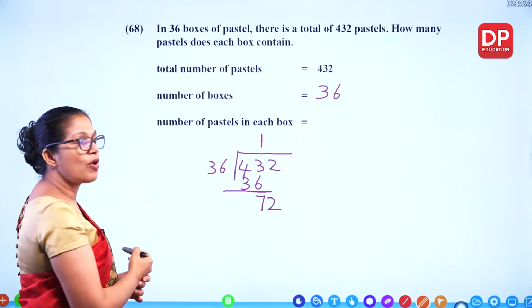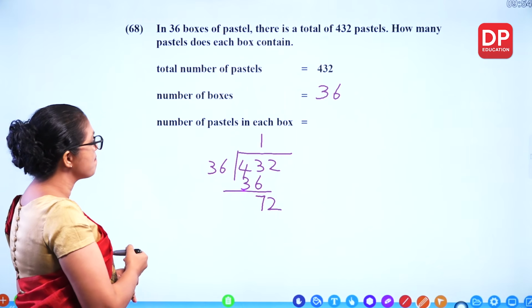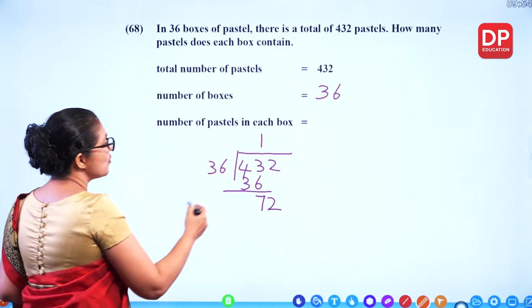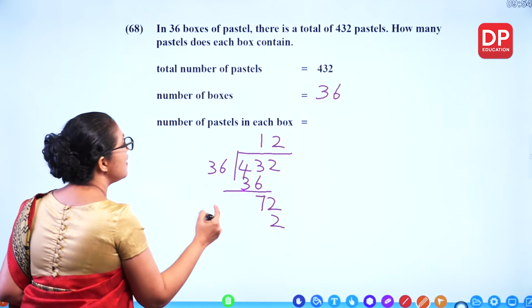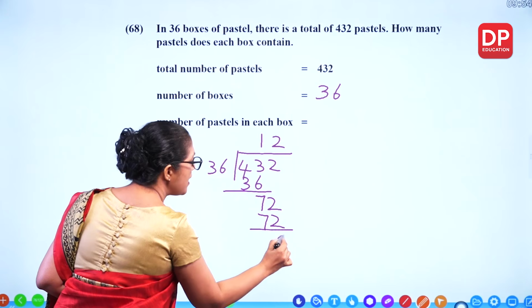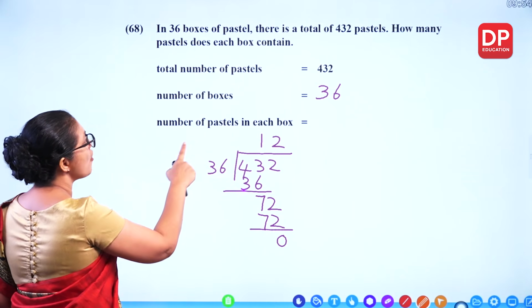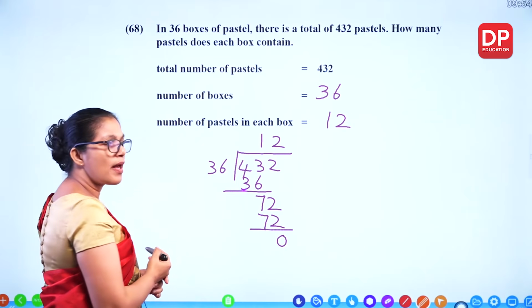For 72, how many 36 are there? So you get 2. 2 times 6, 12, and 2 times 3, 6 plus 1, 7. So the remainder is 0. So the number of pastels in each box, that's 12.